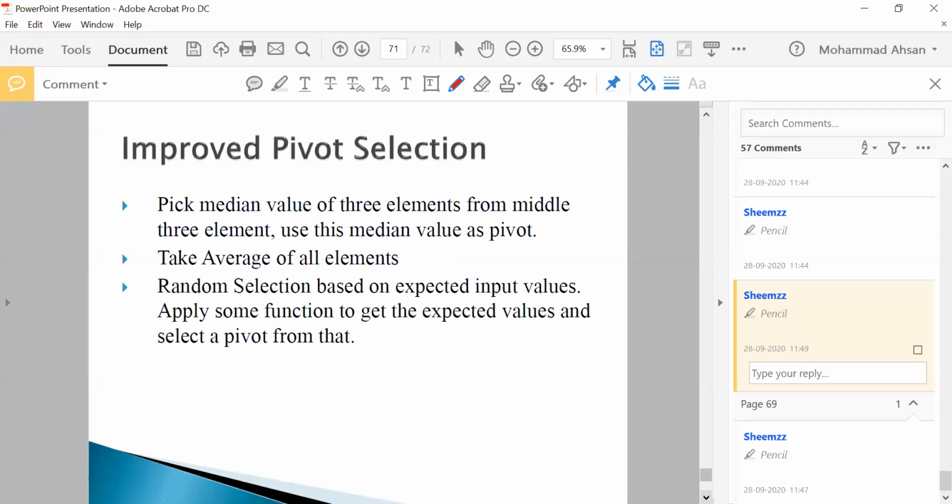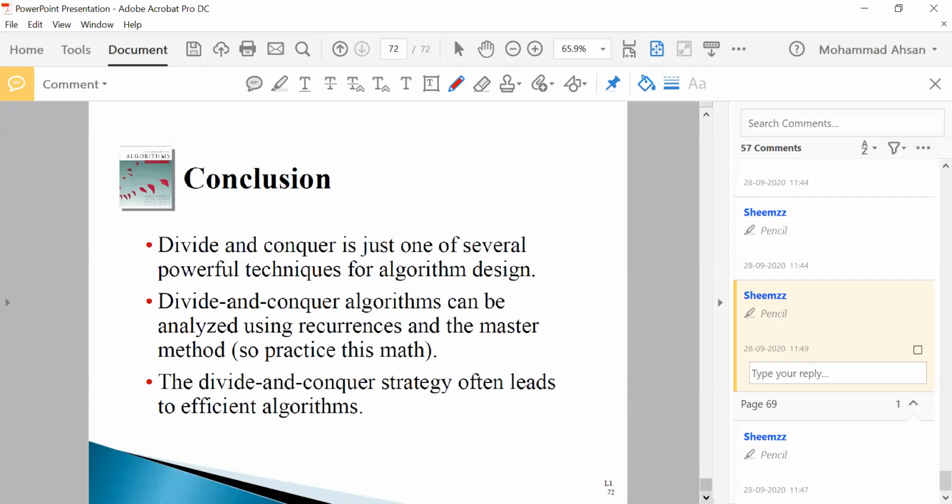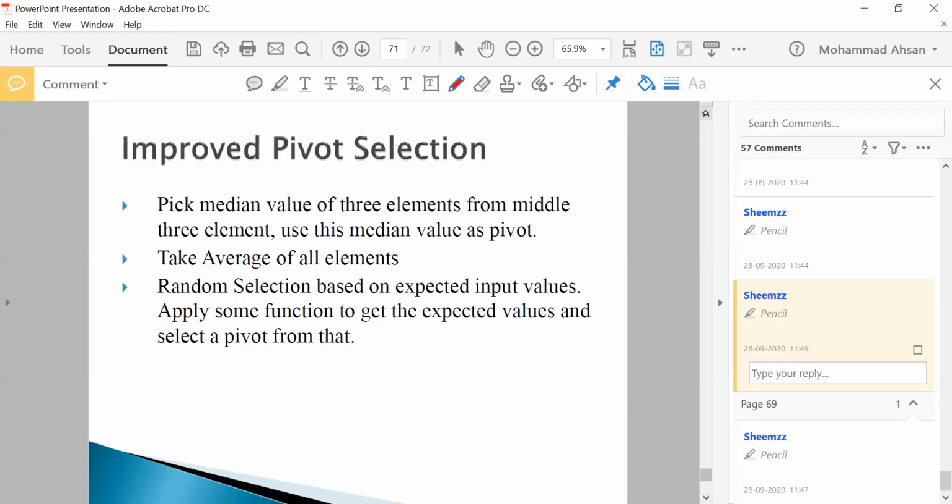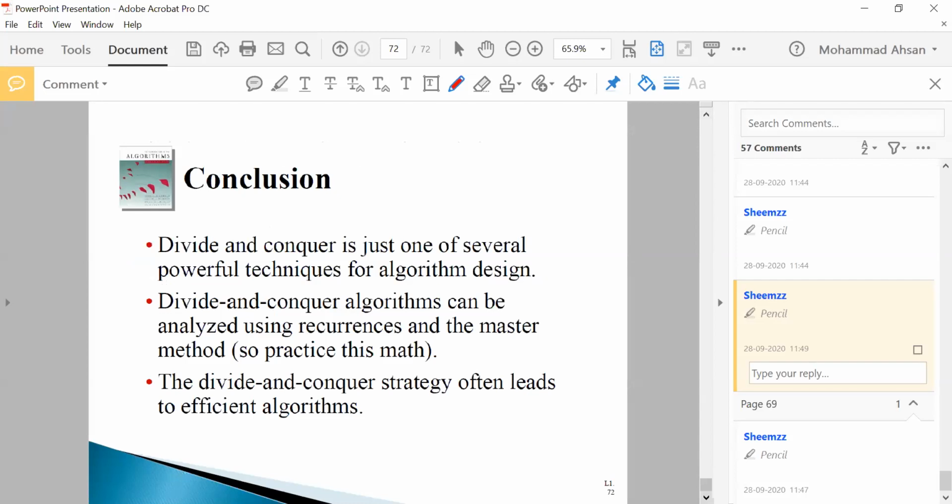You can have an improved pivot selection: you can have median, average, or some probabilistic approach. If you think the probability of getting numbers is in this range, then you can apply mathematical functions to determine a pivot which gives you a good even partitioning in the case of quicksort. Then your sorting will be faster, in the sense the runtime will be less than n square. So that is for your quicksort.